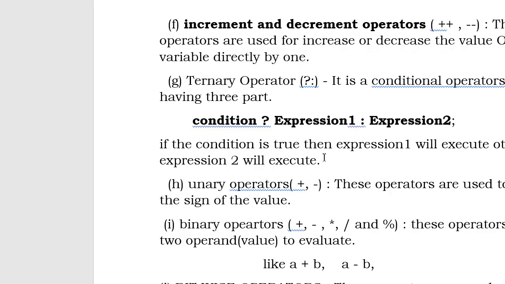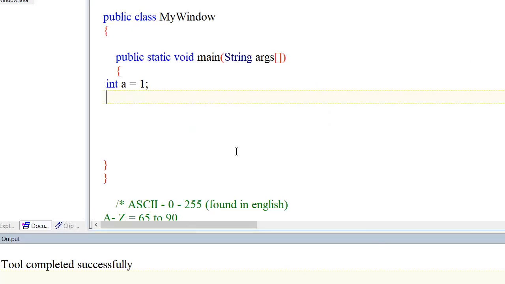What is operand and operator? Operators are the symbols, operands are the values. Operators work with values. So now coming to the condition, expression 1, expression 2. Let us see in one example.